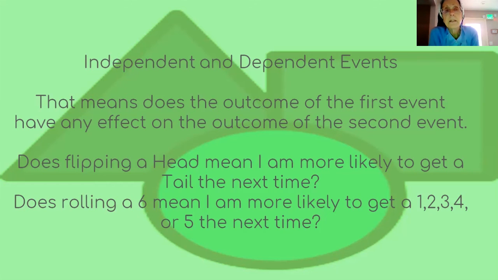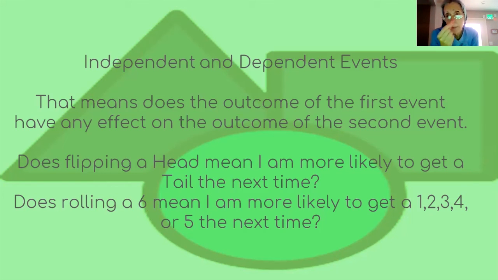The independent and dependent events means that the outcome of the first event can have an effect on the outcome of the second event. When it has an effect, it's considered dependent. When it does not have an effect, it is independent. Does flipping a head mean that I am more likely to get a tail the next time? No. As long as I have a fair coin here, I'm just as likely to get another head the second time. Both times the probability is 1/2.